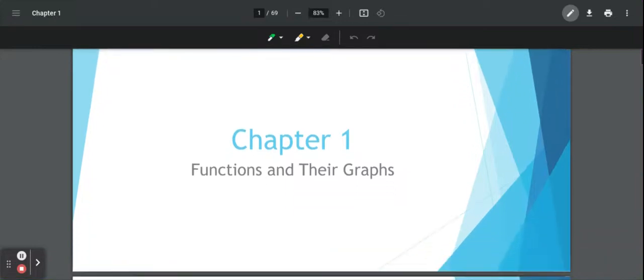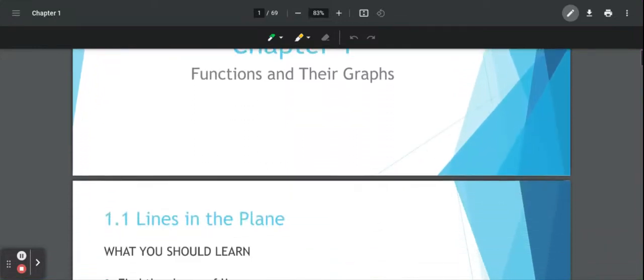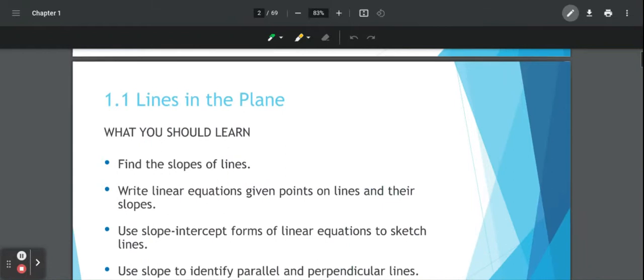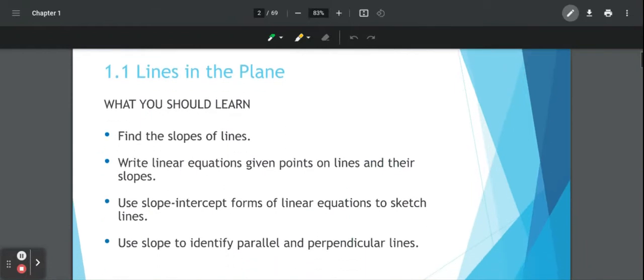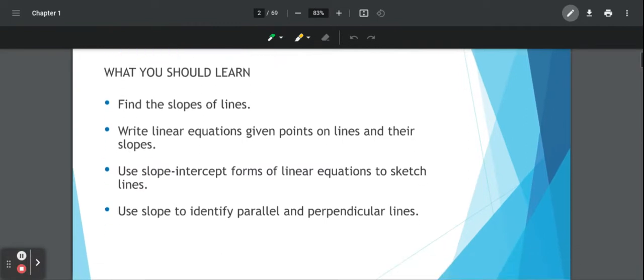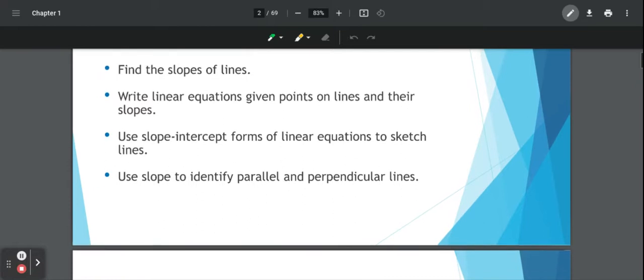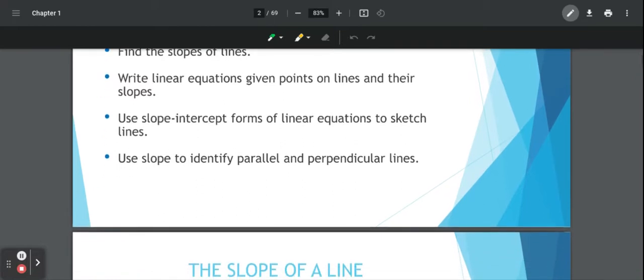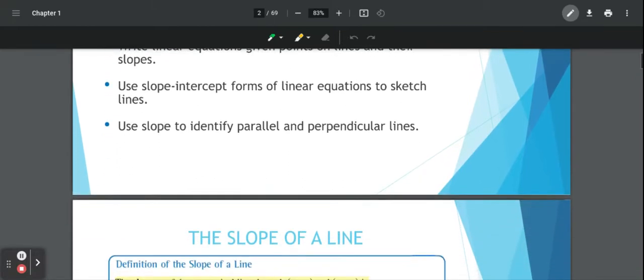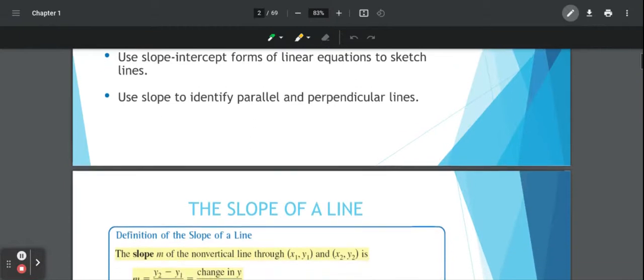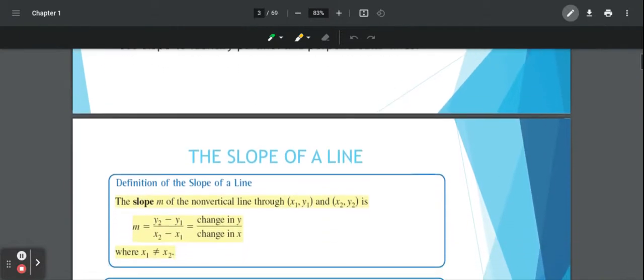All right, in chapter 1, we are going to talk about functions and their graphs. And so starting out in 1-1, we will look at lines in the plane. And the plane is really just your x and y axes. So what we're going to look at is finding slopes, writing linear equations given points on lines and their slopes, using slope-intercept form, and then using slope to identify parallel and perpendicular lines.